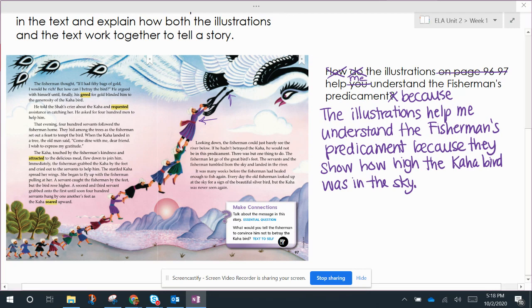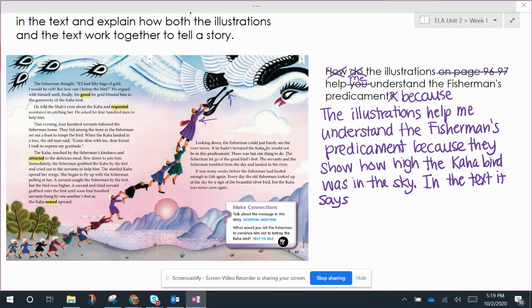So in the text, now I need to look back in the text because I need to figure out how the text and the illustrations work together. I already said how the illustrations work, so now I need to cite the text. So on page 97, it says, "Looking down, the fisherman could barely see the river below. If he hadn't betrayed the Kaha, he would not be in this predicament. But there was one thing to do. The fisherman let go of the bird's feet. The servants and the fisherman tumbled from the sky and landed in the river."